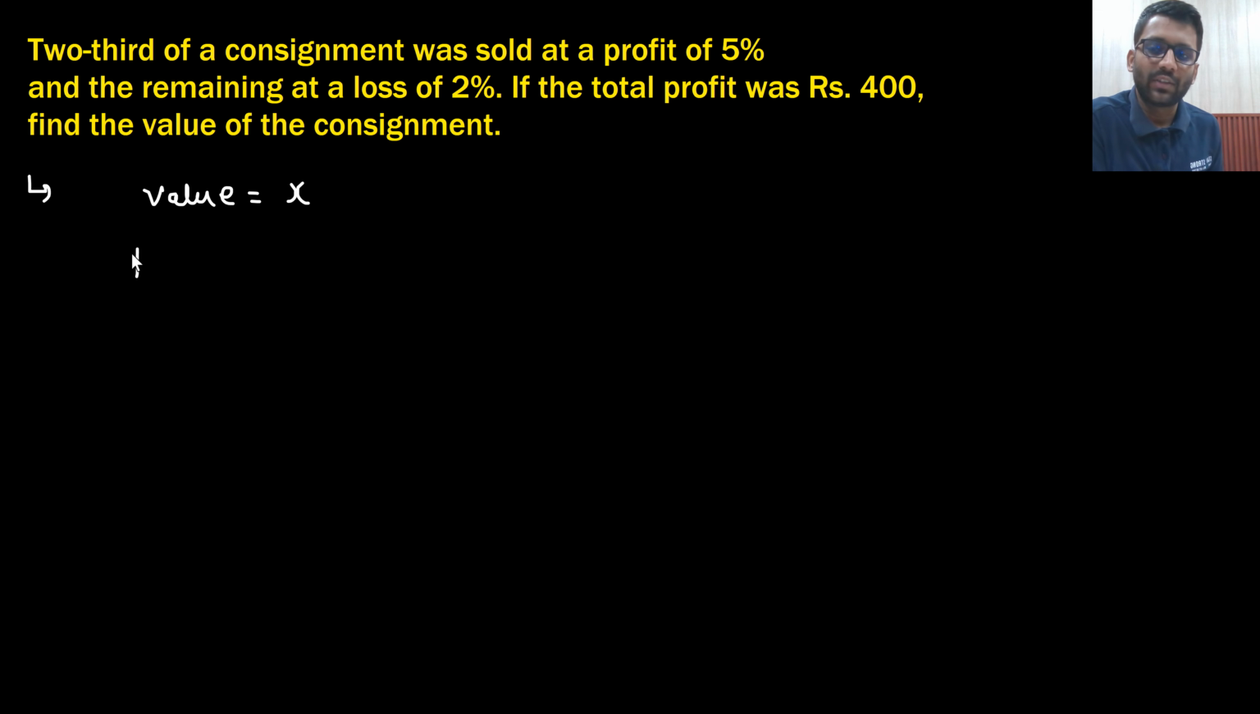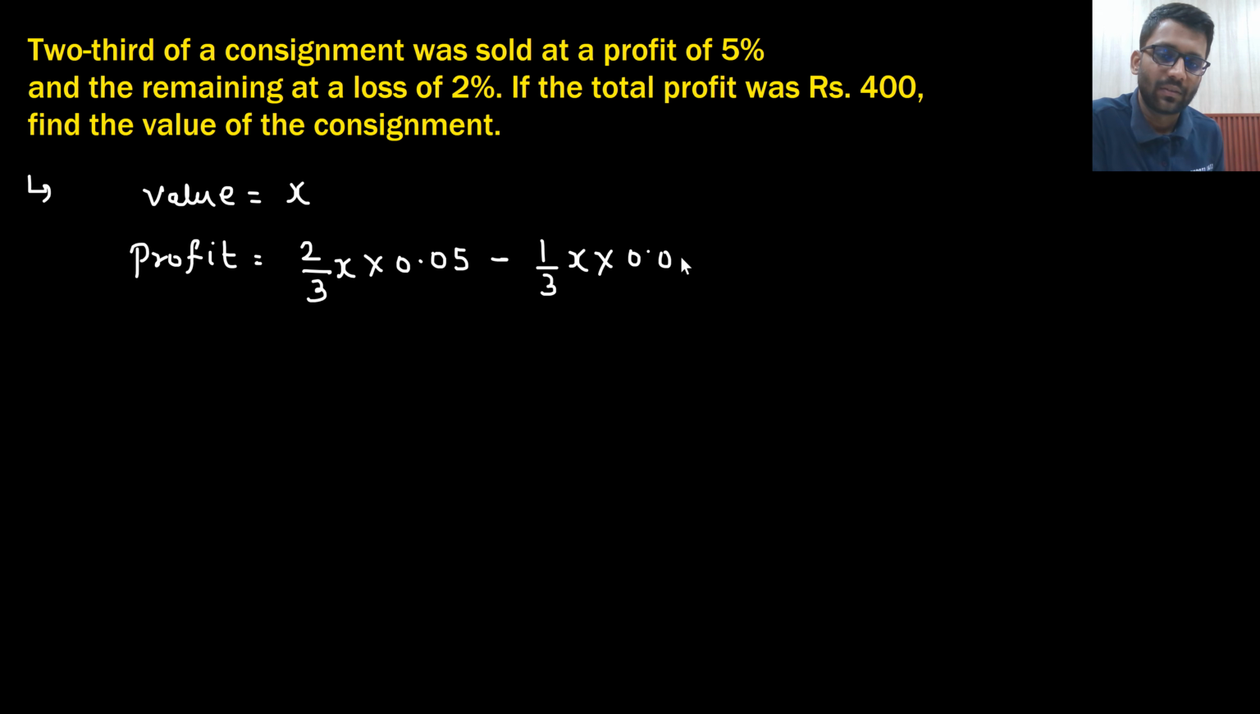So what is your actual profit? 2/3 of this was sold at a profit of 5%, so this much of the profit was there: 2/3 into X into 0.05. But 1/3 was remaining, so 1/3 of X was sold at a loss of 2%. And this is equal to 400 rupees.